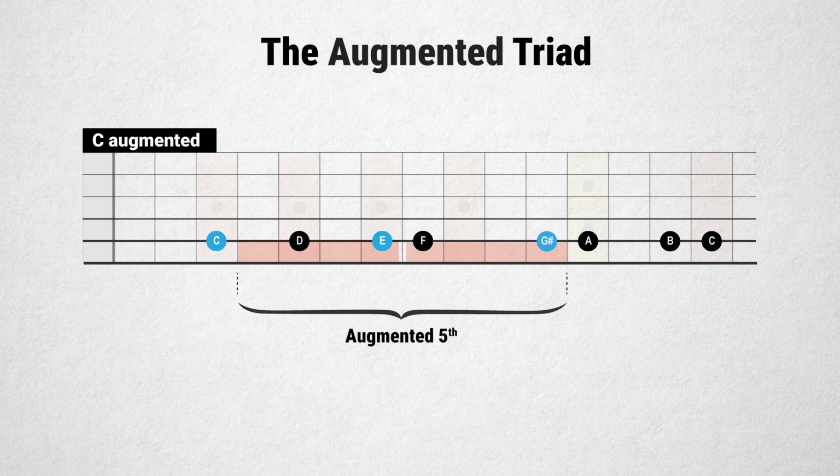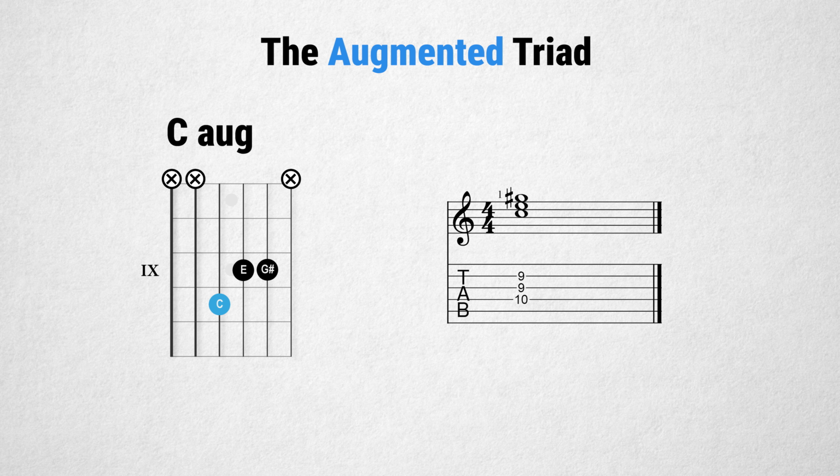Now the last combination is that of stacking 2 major thirds, C, E and G sharp. And the interval between the C and G sharp is called an augmented fifth and it creates a dissonant sound. And we call this an augmented triad or an augmented chord. And this is the shape and sound.